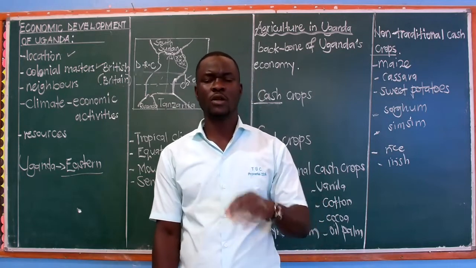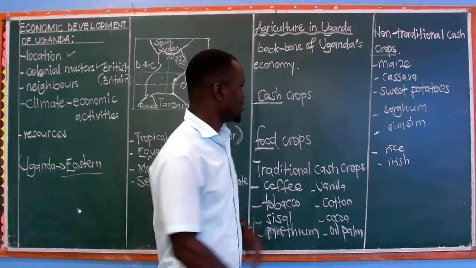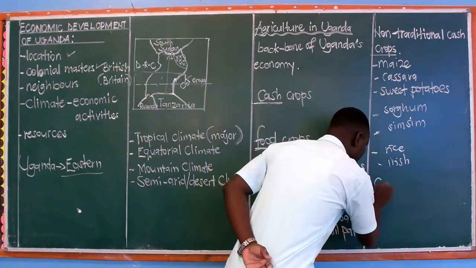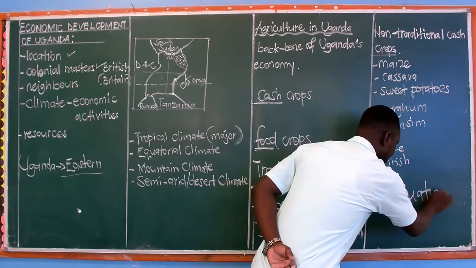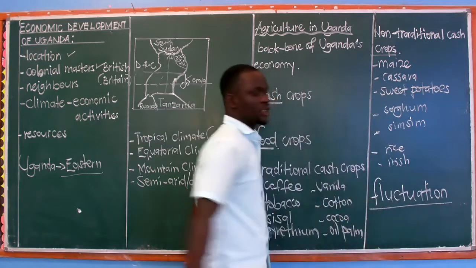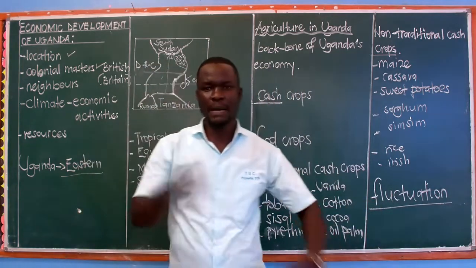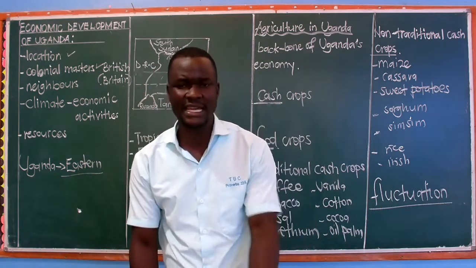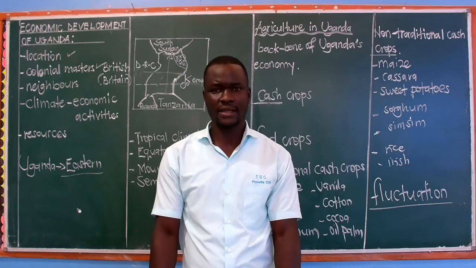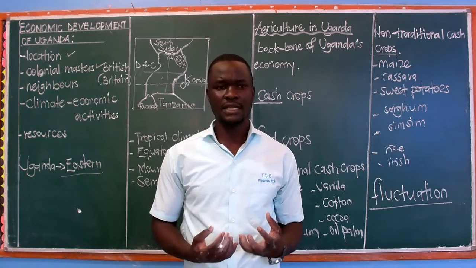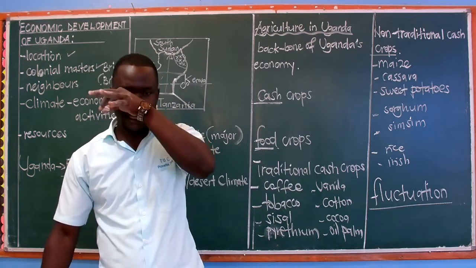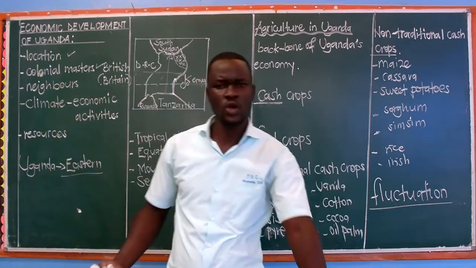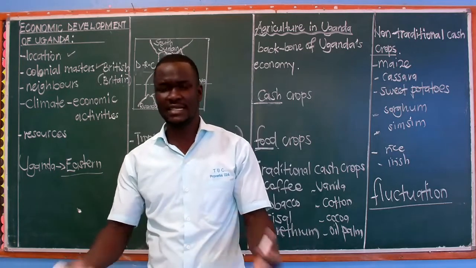Then we have what we call price fluctuation. Price fluctuation, we are looking at the changes in the prices of these commodities. Prices are always up and down, and sometimes you'll find that by the time a farmer produces his yields, as the farmer takes these yields to the market, the prices will have gone too low, and you'll find the farmer just ends up wasting.